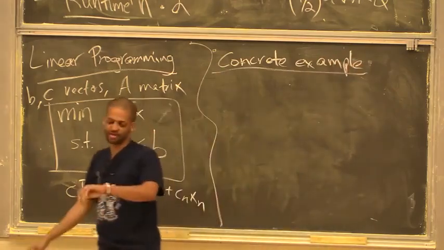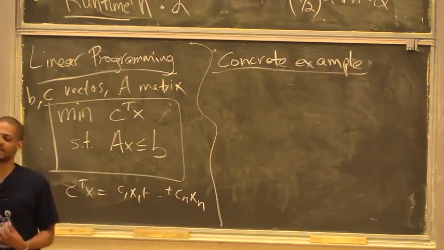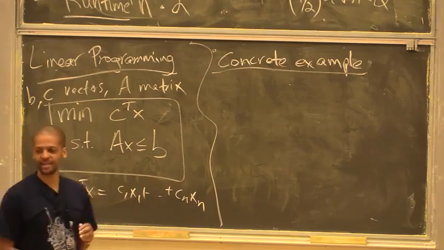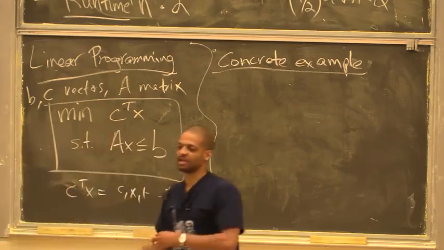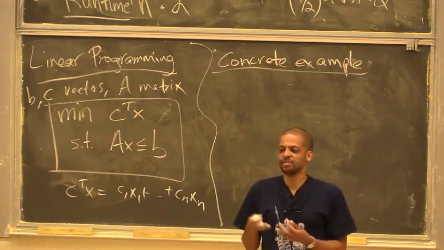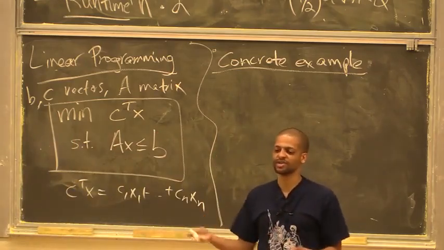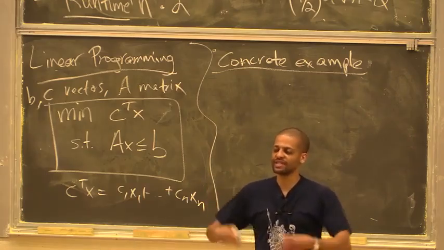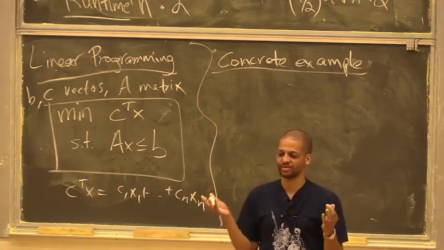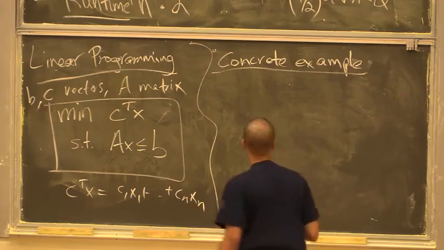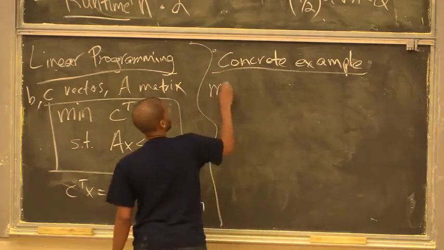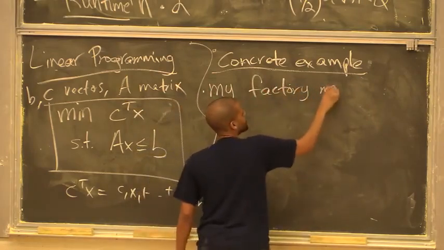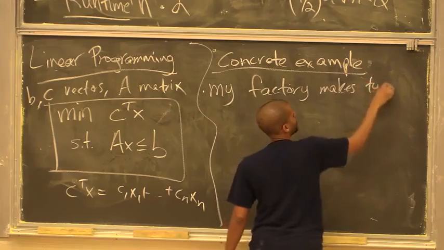Okay. So here's a concrete fake example. I own a manufacturing plant that's going out of business, but I still have some supplies or ingredients left to manufacture stuff. I want to at least use that to manufacture stuff and sell as much as I can before I close shop. Okay? So my factory makes two products.